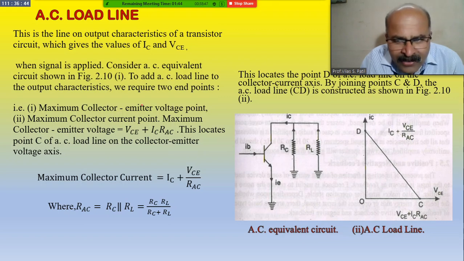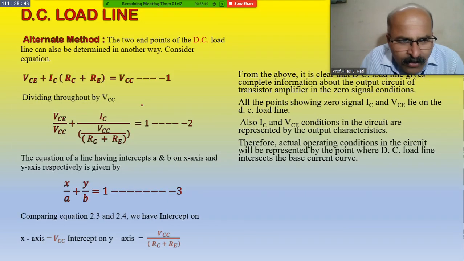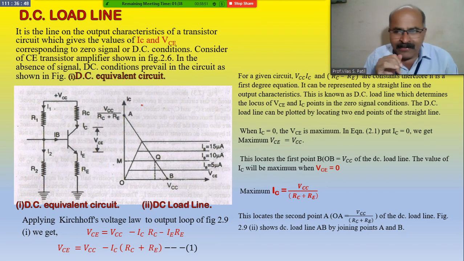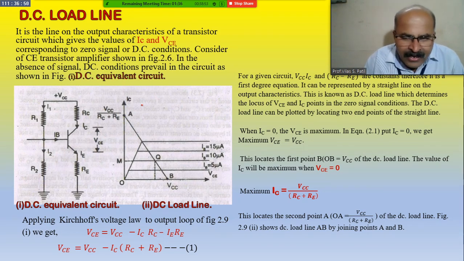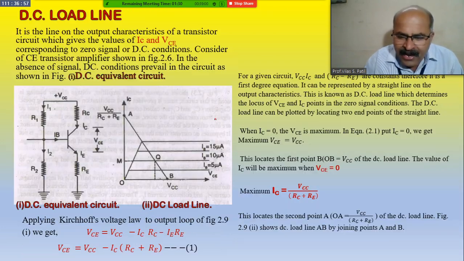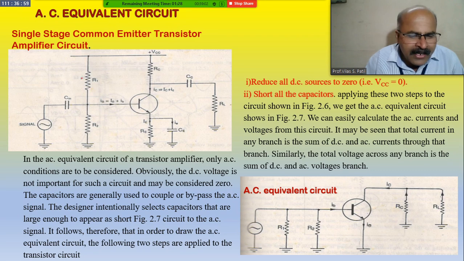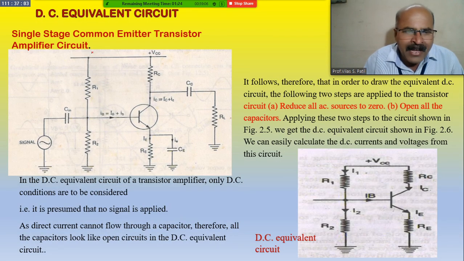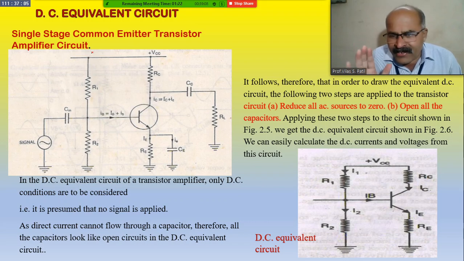For all the students, I am going to the DC load line. DC इक्विवलेंट सर्किट तुम्हाला लक्षात आलं ना मित्रांनो? इथं DC इक्विवलेंट सर्किट करताना आपण काय करतोय बघा. DC इक्विवलेंट सर्किट मध्ये फक्त DC कंडिशन्स आपण अप्लाय करायच्या. DC कंडिशन मध्ये AC ऑफ करायचा.